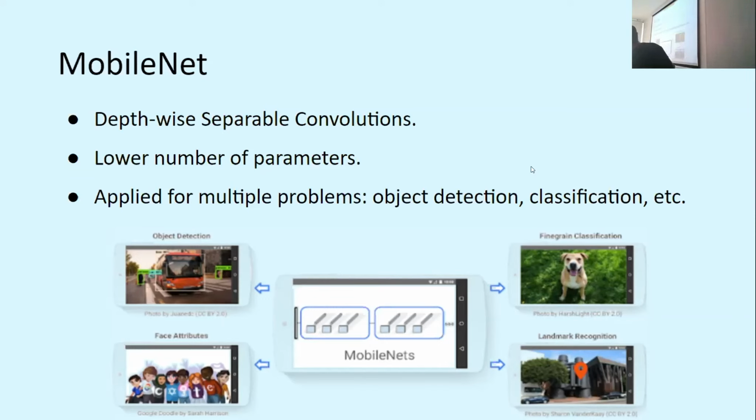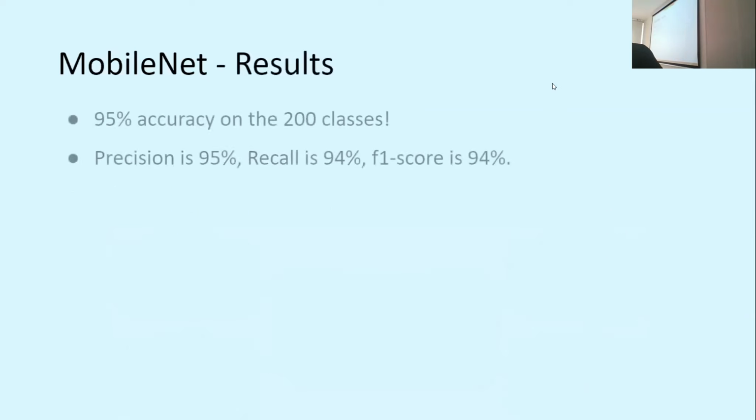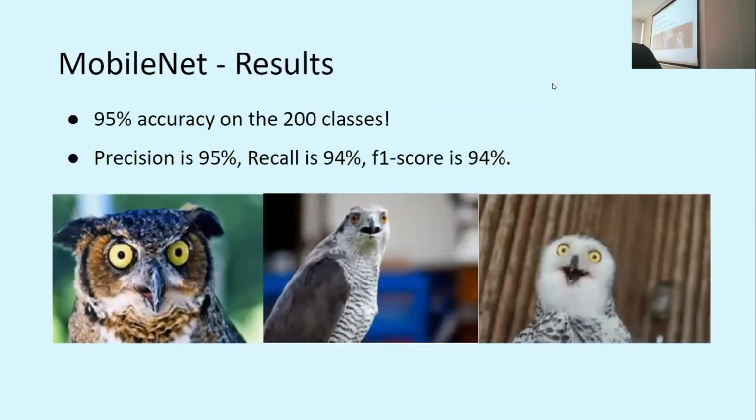The reason we chose it is because we saw a kernel that does something similar to what we want, on large animals, so we thought maybe it would work, and it worked. It gave us 95% accuracy on the 200 classes, and that's pretty much it.